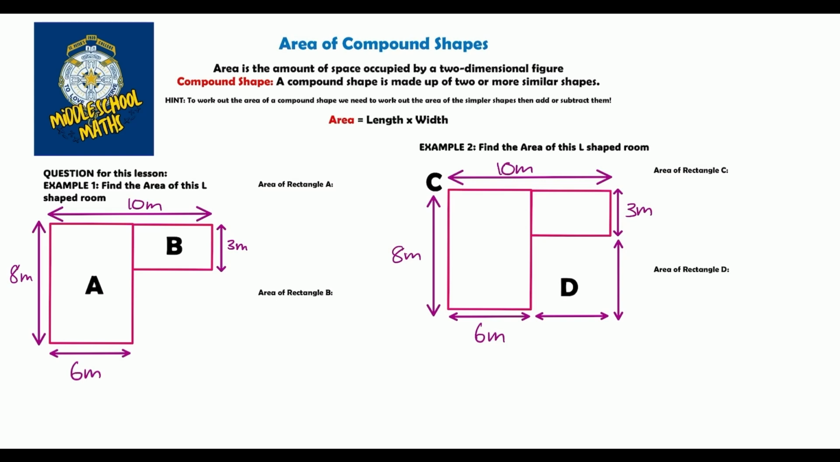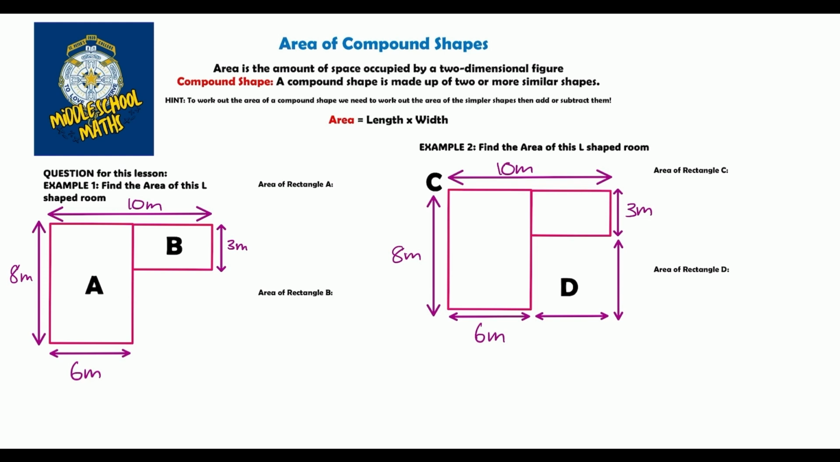For this video, we'll be learning about the area of compound shapes. So the area is the amount of space occupied by a two-dimensional shape or figure, and a compound shape, or a composite shape, is made up of two or more simpler shapes. In order to work out the area of a compound shape, we need to work out the area of the smaller, simpler shapes, and then we can add and subtract them.